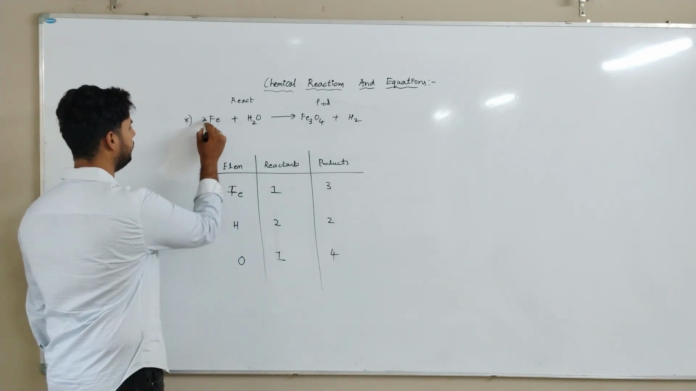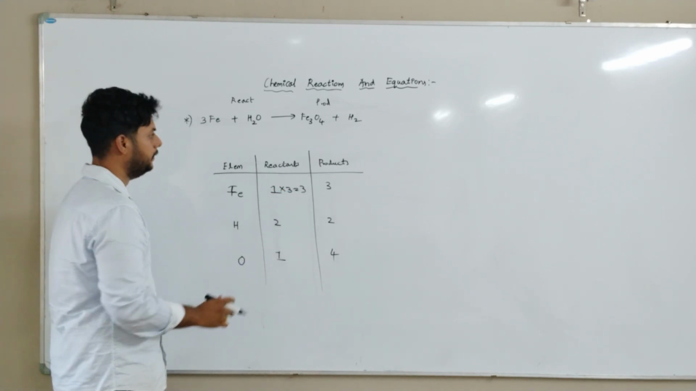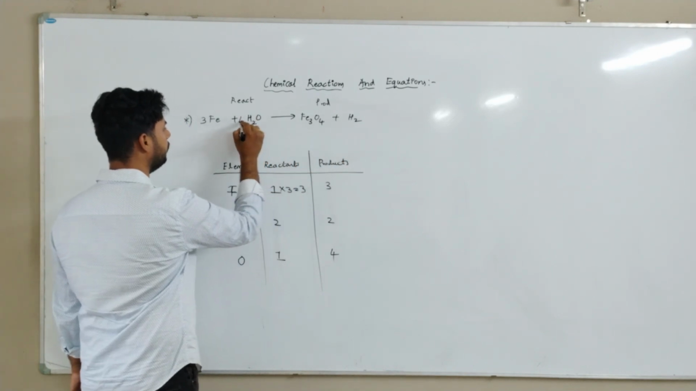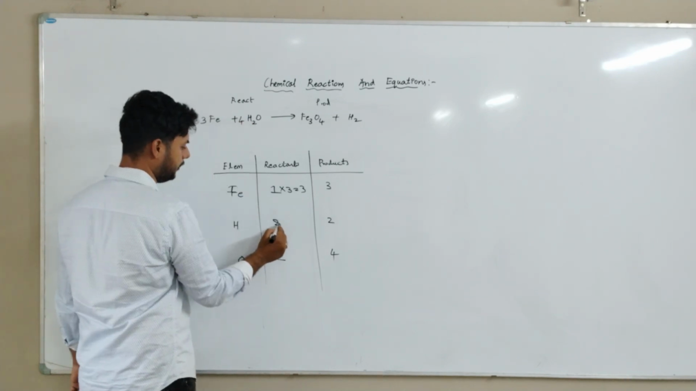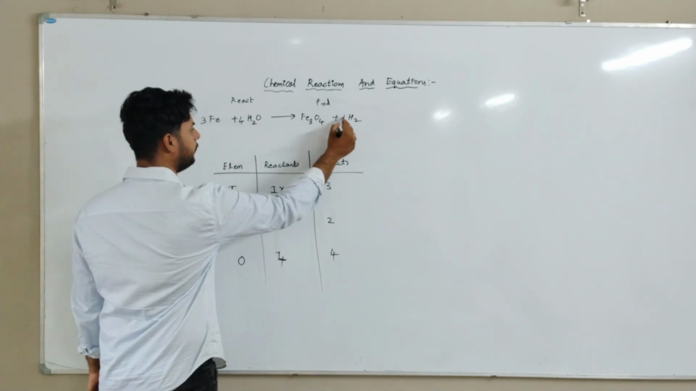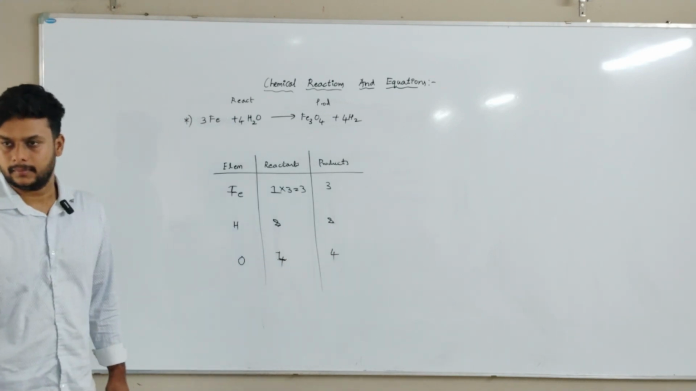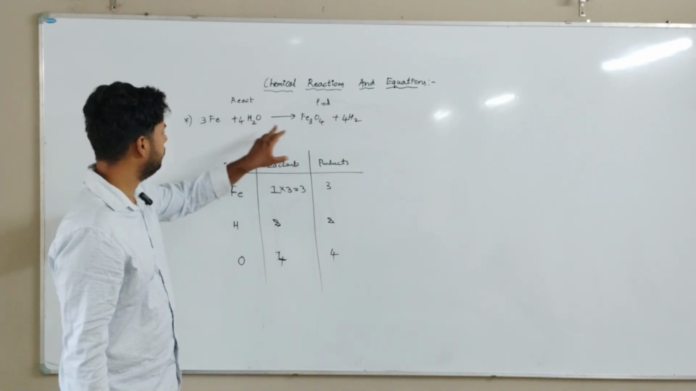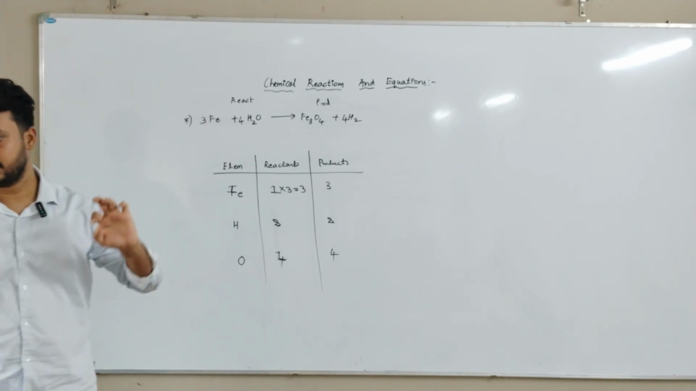So first I did this as 3 Fe, Fe3, balanced. Next, here H2 is there, O4 is there, O1 is there, so 4O. But this H became 8, this was 4, correct? So I wrote here 4H2, 4 2s are 8, this also became H2. Now everything is balanced: 3 Fe, 8H, O4. Any doubts? Take it.